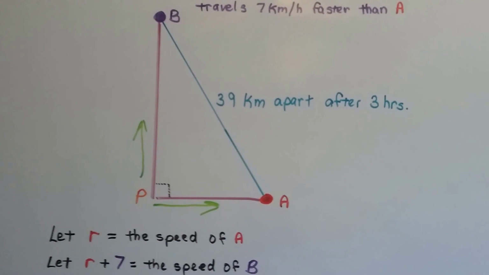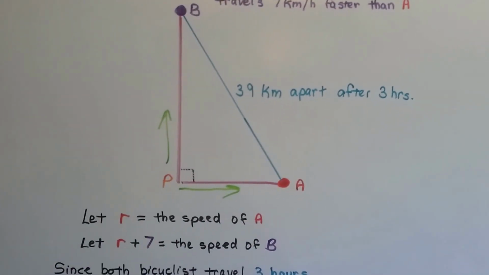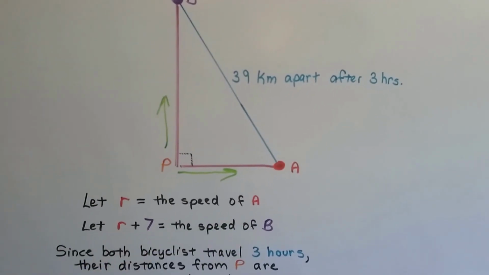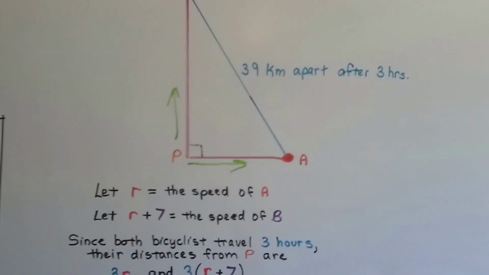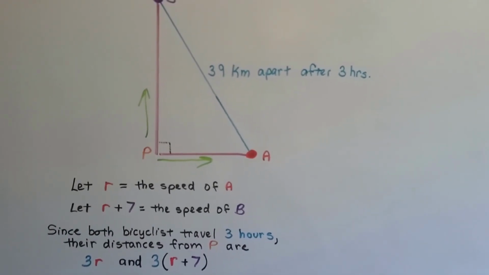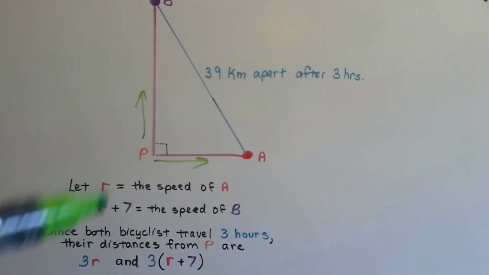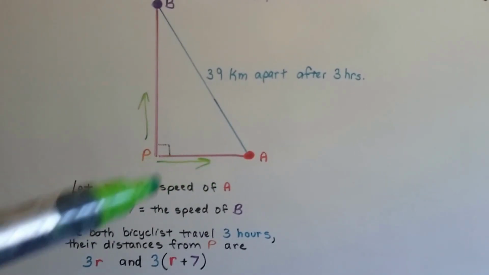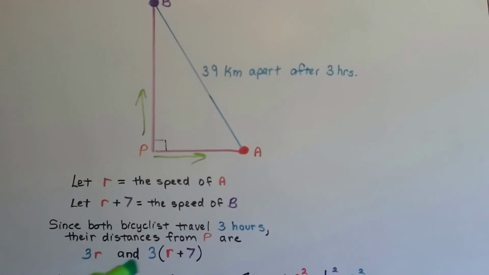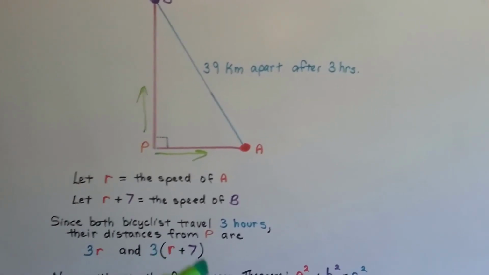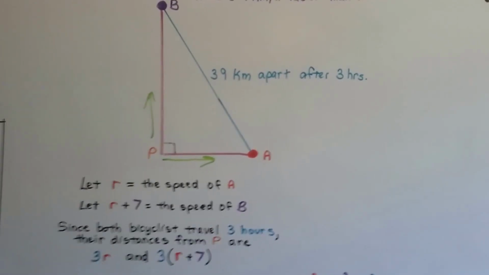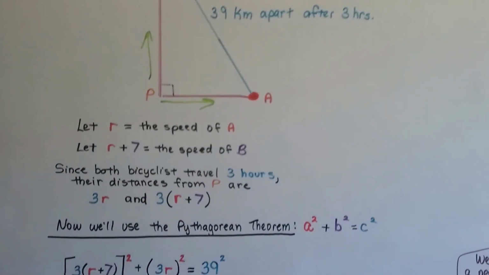So we're going to let R equal the speed of A, and we're going to let R plus 7, because he went 7 kilometers faster, be the speed of B. And since both bicyclists traveled 3 hours, it's the same amount of time, their distances from P are 3R, because that was A's speed, right? So it's 3 times R, and it's going to be 3 times R plus 7 for B. See? Because he's 7 kilometers an hour faster than R, all right, which is A.